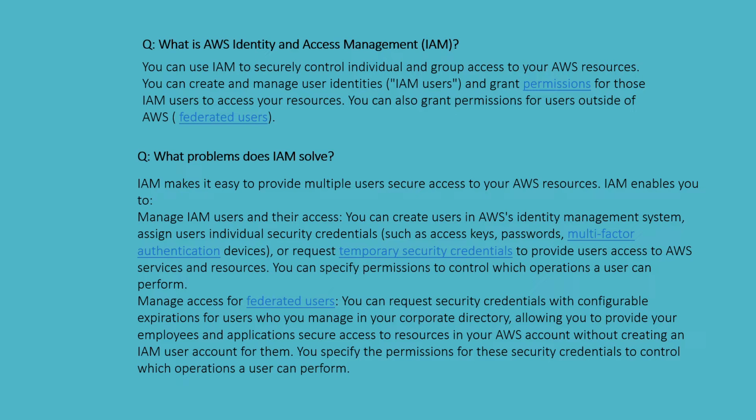Manage access for a federated user. You can request security credentials with configurable expirations for users whom you manage in your corporate directory, allowing you to provide your employees and applications secure access to resources in your AWS account without creating an IAM user account for them. You specify permission for these security credentials to control which operations a user can perform.